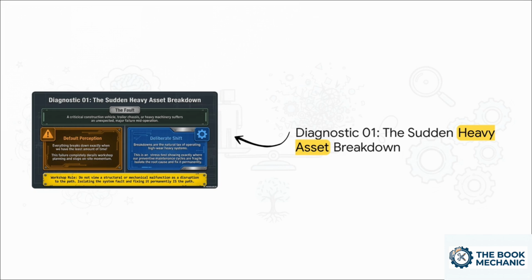An unexpected project deadline is looming, and bam, a critical construction vehicle suffers a major failure right mid-operation. Instantly, our internal stress meter spikes to chaos. The default feeling is that everything just has to break down exactly when we have the absolute least amount of time. It really feels like the world is intentionally derailing our plans and killing our on-site momentum.